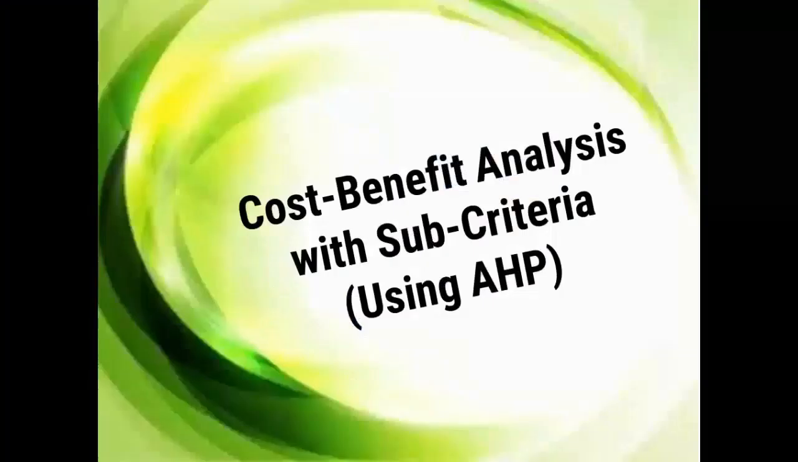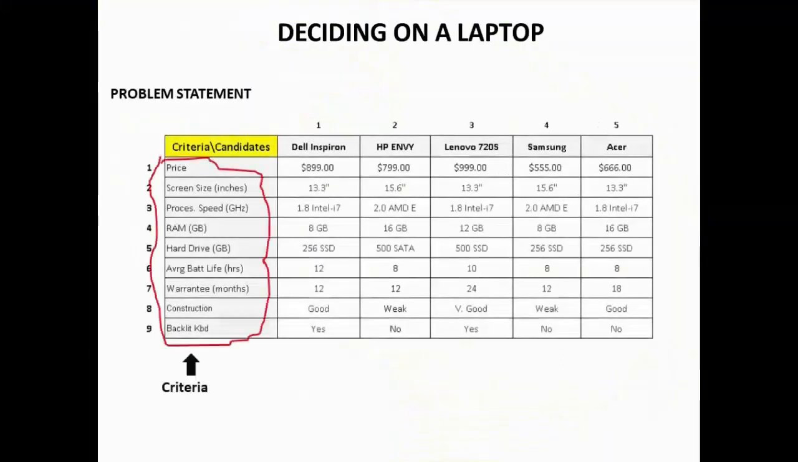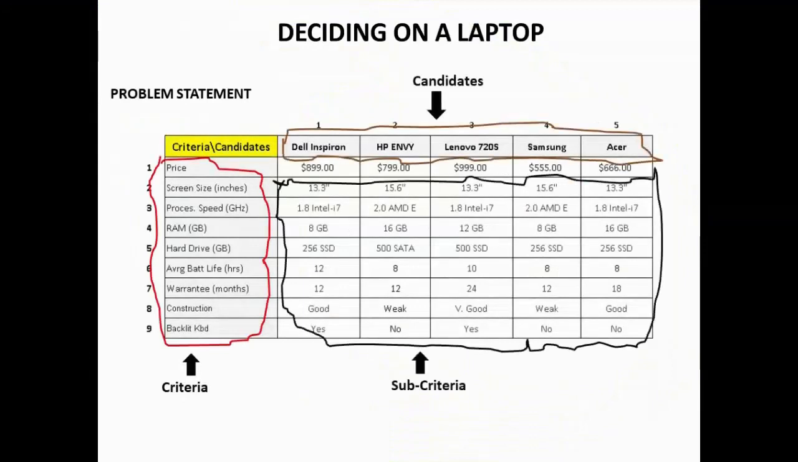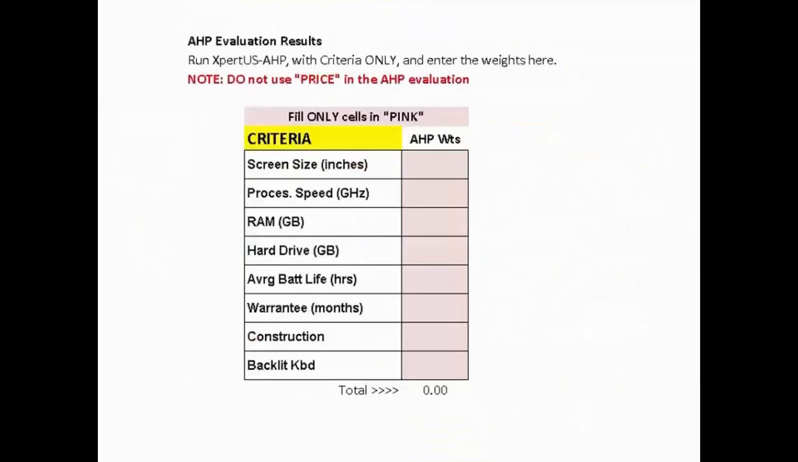This is a very specific application of the AHP technique. Let's consider the purchase of a laptop. Here we have the criteria. Here we have the candidates. And we have the sub-criteria information, which appear as data. The first thing we have to do is run the AHP evaluation to determine the criteria weights. Make sure you do not use price in the AHP evaluation.